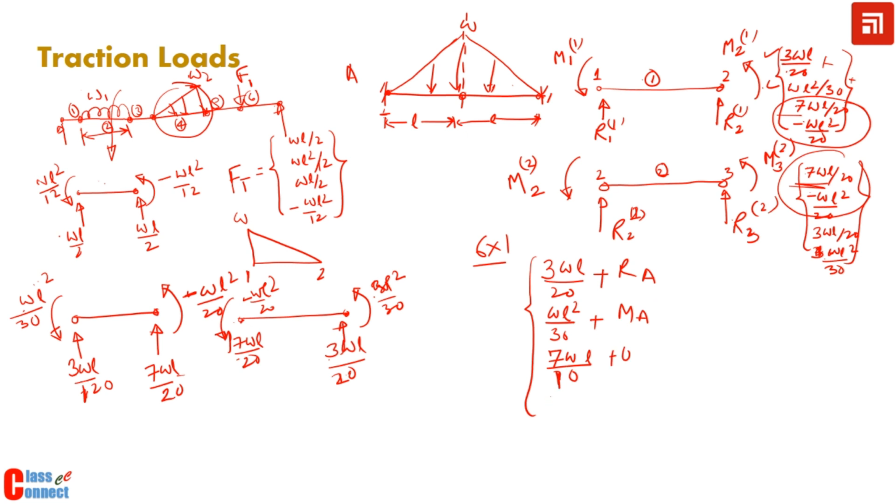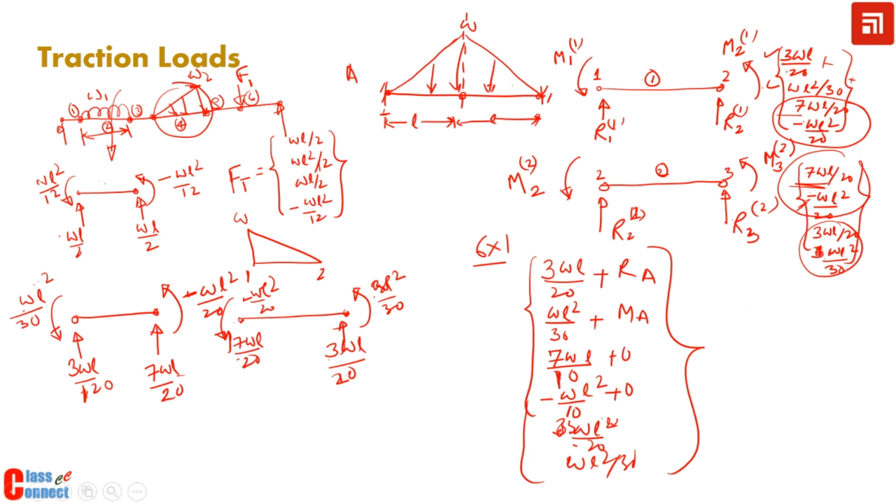And the third is minus WL square by 20, and then it is to be added with minus WL square by 20. So it is minus WL square by 10 plus 0. Then we add this 7WL by 20 with this. This will remain as it is, 3WL by 20 and WL square by 30. So this is how we can have the assembly of the load vector in such type of case.